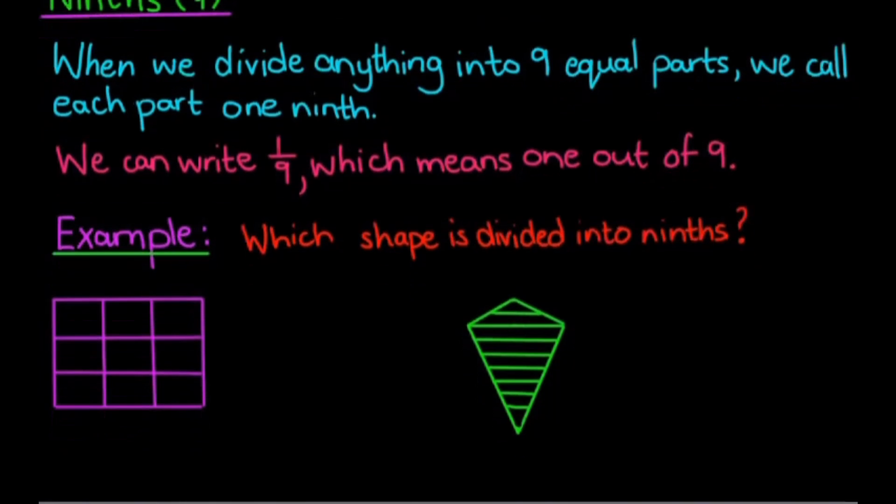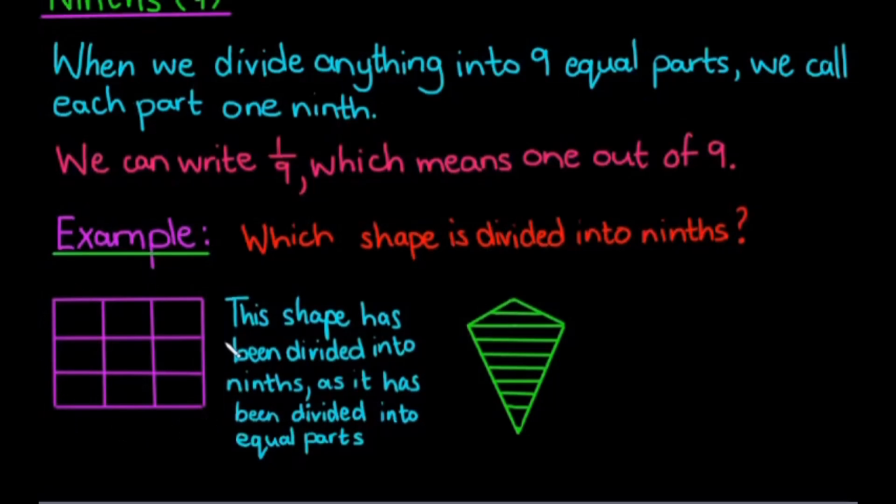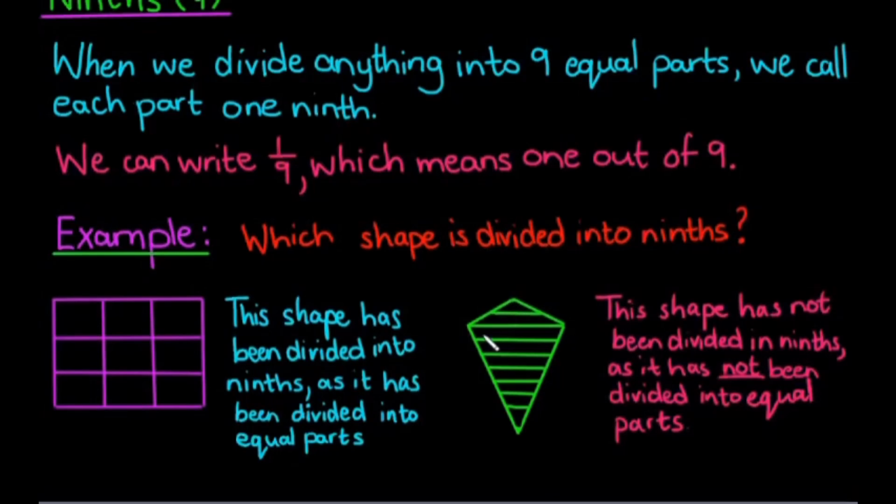So in this example, we have two different pictures. One where we have a rectangle and we've got a kite-like shape separated into 9 parts. So the question asks which shape is divided into 9ths. If we go by the definition of what a 9th is, this means that the shape needs to have 9 equal parts. This means that the shape on the side of the screen has been divided into 9ths because it has been divided into 9 equal parts. However, the shape on this side has not been divided into 9ths because it's not been divided into 9 equal parts.